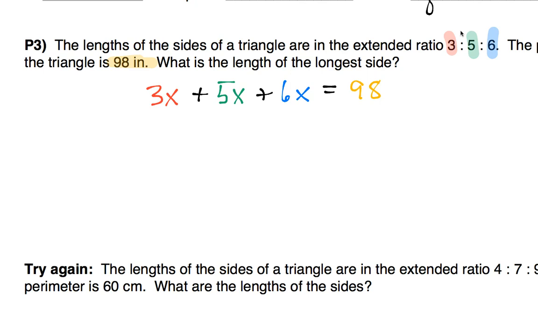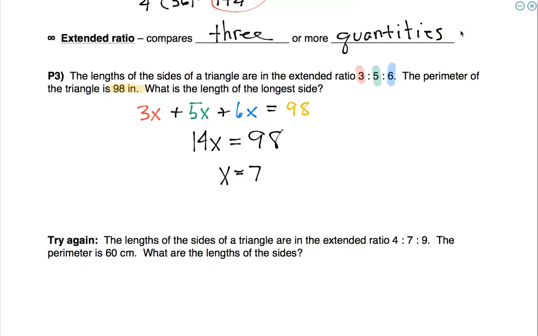So adding those up, they're all like terms. Just solving for x real quick, x equals 7. So what is the length of the longest side? The longest side is obviously going to be the one represented in blue here, which is 6 times 7, which equals 42 inches.